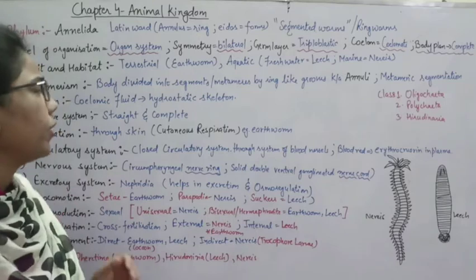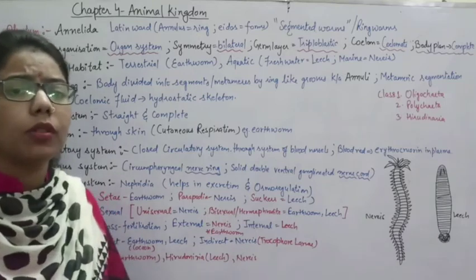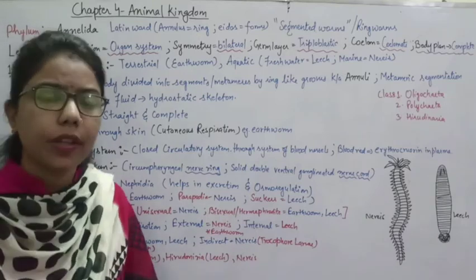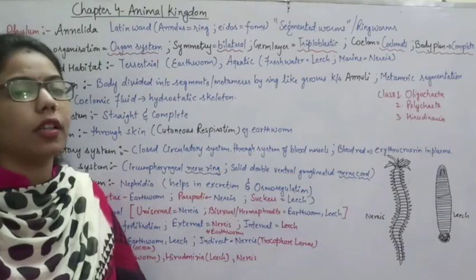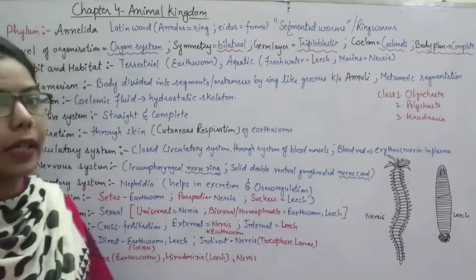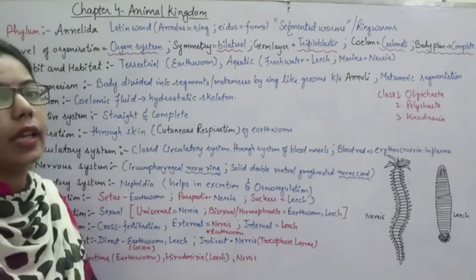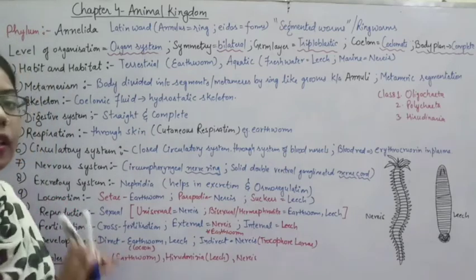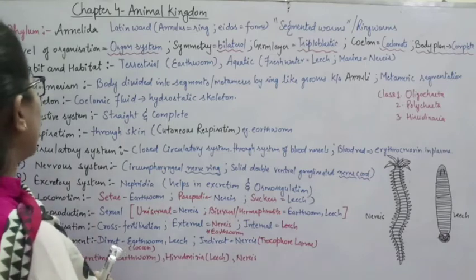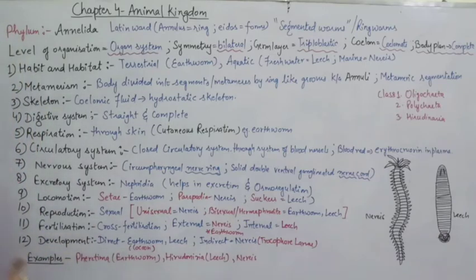So students, already we have covered some phyla like Porifera, then Coelenterata, then Ctenophora, then Platyhelminthes, and after that Aschelminthes. So up to Aschelminthes we have covered. Okay, so today we will start with the phylum Annelida.